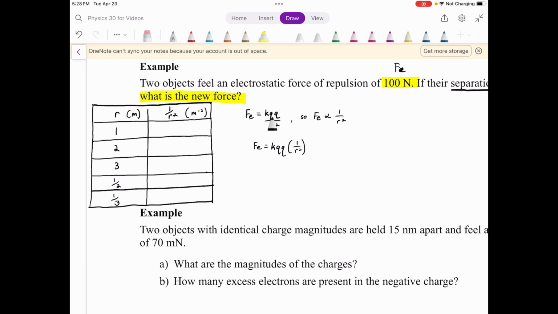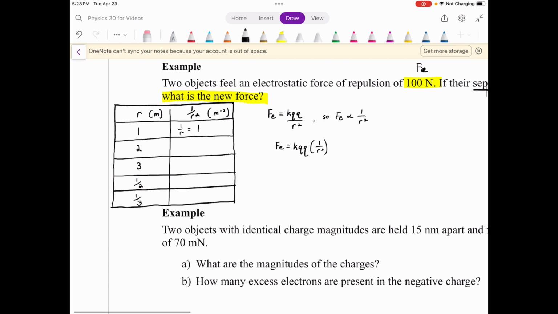Another way to rewrite this equation would be to write it as k q1 q2 times 1 over r squared. That makes it a little more obvious that whatever happens to not r, not 1 over r, but 1 over r squared is going to be the factor by which the electrostatic force changes. Okay, so let's start out here. When r is 1 meter, then 1 over r squared is just 1 over 1 squared, which is just 1 over 1, which is 1.